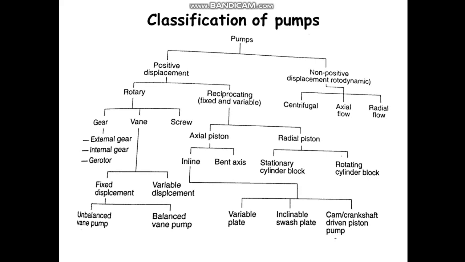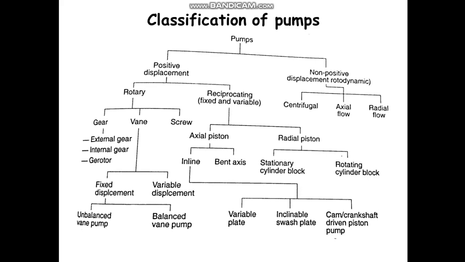Then reciprocating pumps are divided as axial piston and radial piston. Basically, these pistons which reciprocate to pump the liquid are mounted axially. If they are mounted axially, then they are called axial piston pumps. If pistons are mounted radially, in the radial direction, then they are called radial piston pumps.